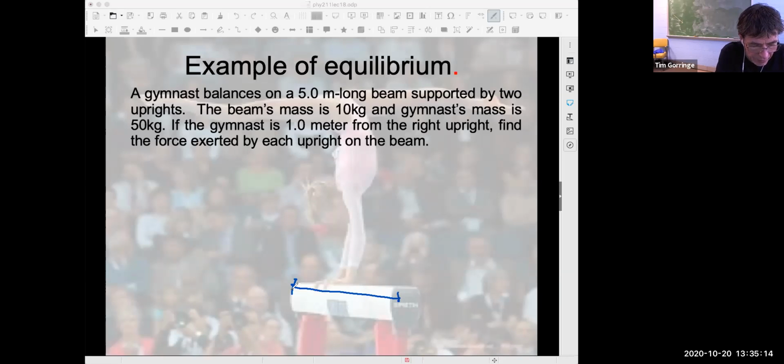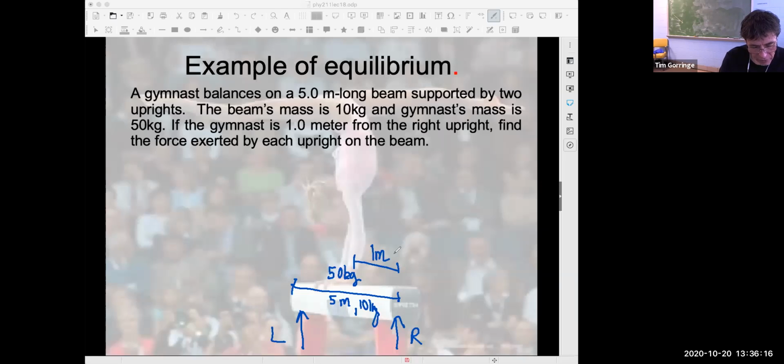This is the beam, and the length of the beam is 5 meters. We're told that the beam is supported by two uprights. There's one over here on the left and one over here on the right. And we're told that the beam's mass is 10 kilograms and that the gymnast's mass is 50 kilograms. And we're told that the gymnast is 1 meter from the right upright. It doesn't quite look like it in this picture, but let's take the question at face value. Here's the right, here's the left, and that distance is 1 meter.